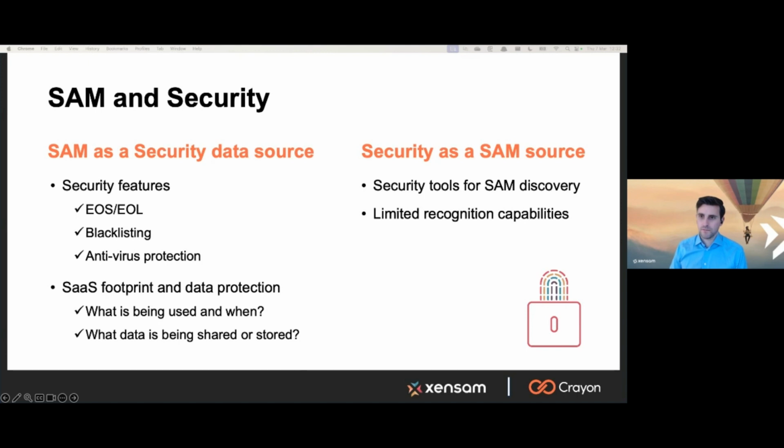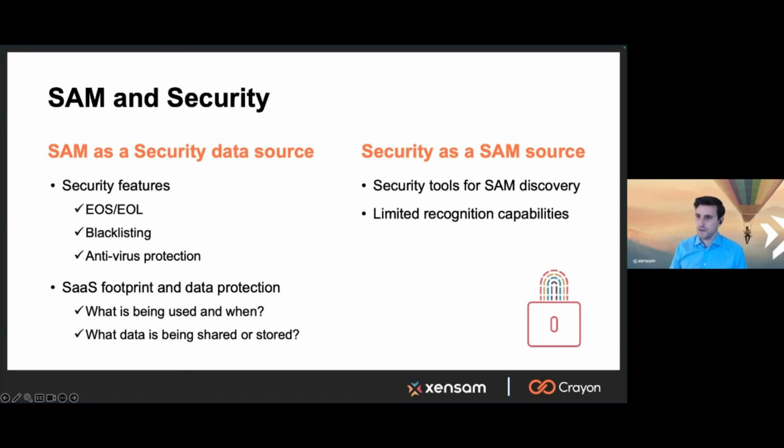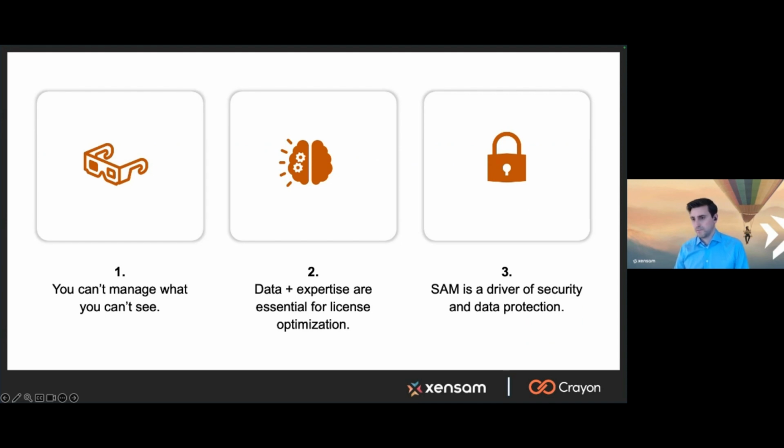Yeah. So if we summarize this, you can't really manage what you can't see. This is mainly focusing on both SaaS and on-premise data, security and usage. We need to understand what application is being used by whom, how much is being used, and how secure that application or usage is. And then the collaboration between SAM tools and SAM experts like Crayon is essential for optimization because it's such a complex piece.